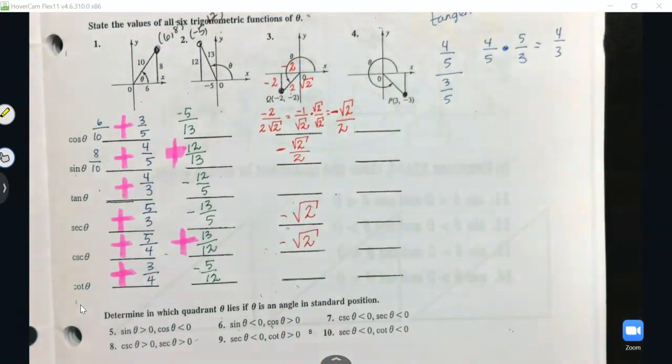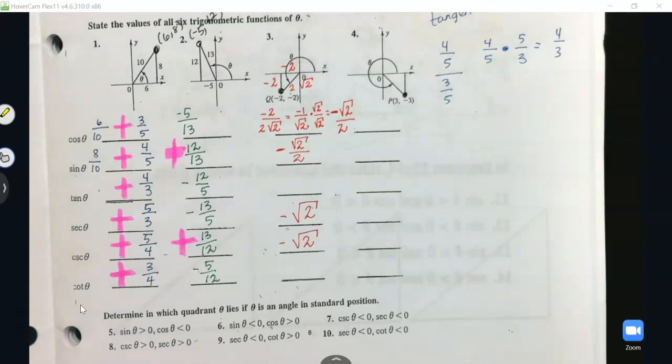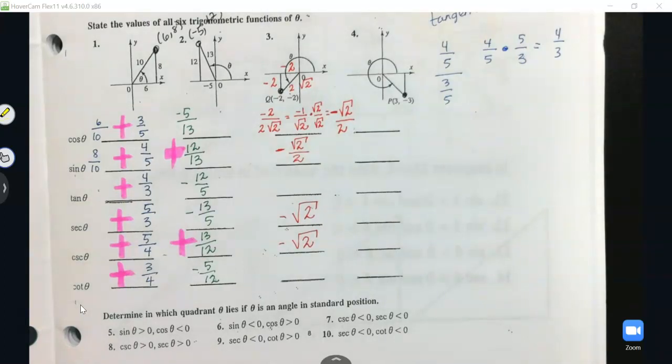All right, now let's talk about tangent. What did you highlight? Scroll your eyeballs to the top of the paper. What did you highlight for tangent? What is tangent? Sine over cosine. What's the same thing divided by itself? Then that's tangent. Let's write one.